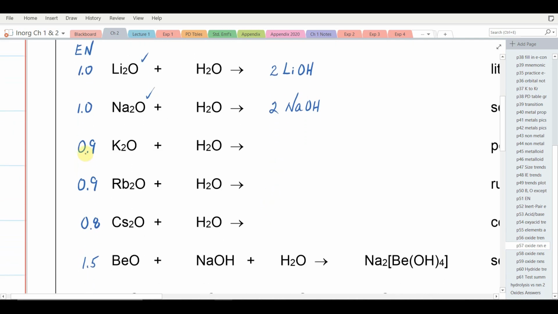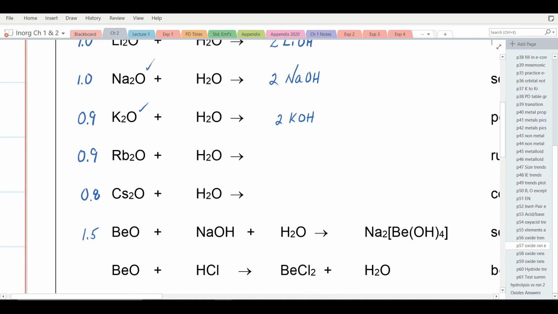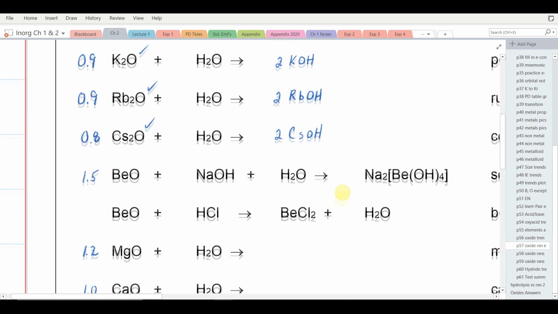Potassium oxide. Potassium is even more basic than lithium or sodium. Potassium oxide in water produces potassium hydroxide, and that's balanced. Rubidium oxide, much the same as potassium, would produce rubidium hydroxide in water. And cesium, even less electronegative still, even more basic, forming cesium hydroxide. That's the end of the alkali metals. Let's go to the alkaline earth metals.